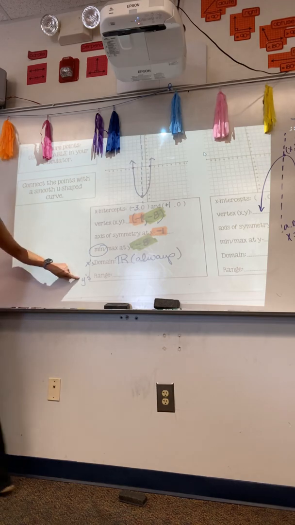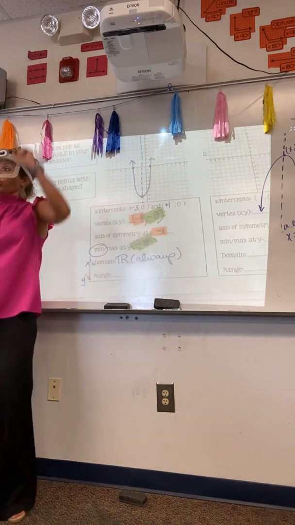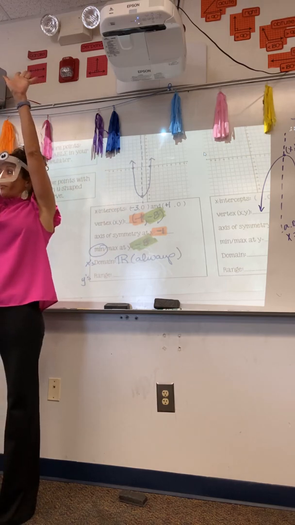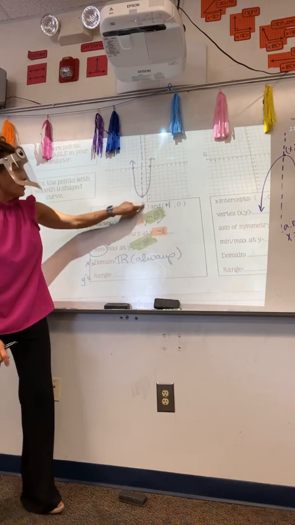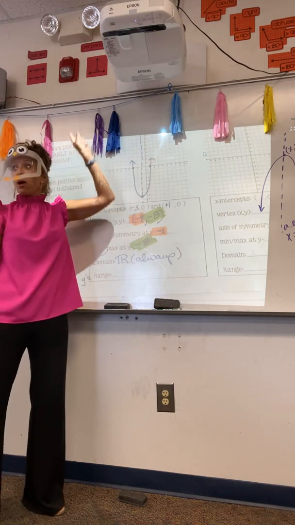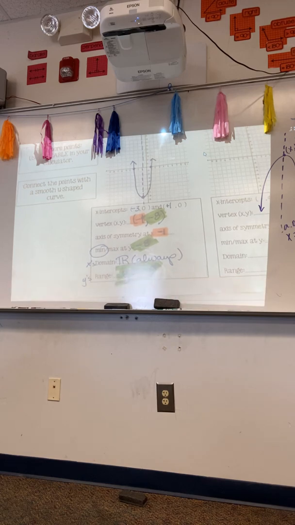What y value do you think I'm going to use again? -8. Is it greater than or equal to -8 because I'm going up, or is it going down, less than? Which one is this picture doing? It's going up, right? So it's going to be greater than or equal to. Y is greater than or equal to. Use that same y value again. Got it?